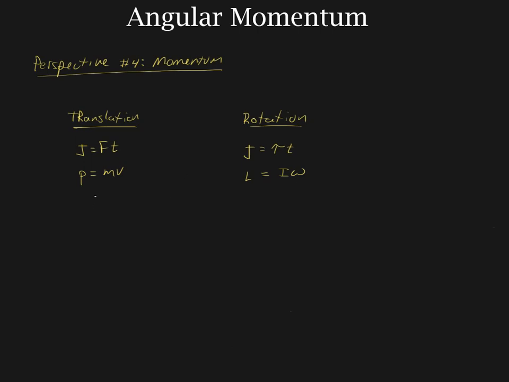And then we have our laws. Remember, these were definitions, and then we have our laws and theorems. So we have J is equal to delta P. That was the impulse momentum theorem. Well, now we're going to say J is equal to delta L. And finally, delta P was equal to 0. This was conservation of momentum. And we're going to have delta L is equal to 0. And this is conservation of angular momentum.